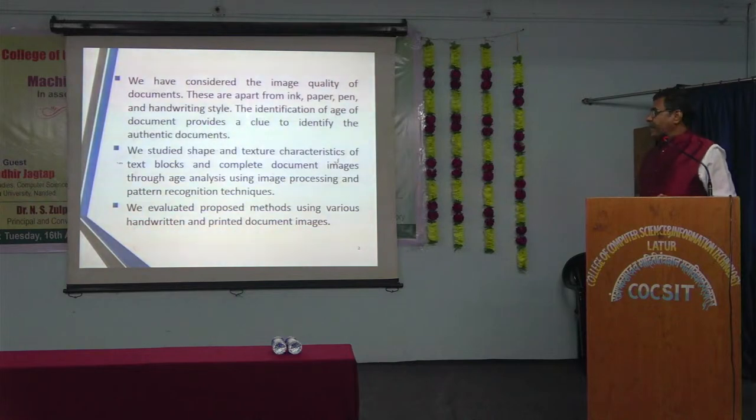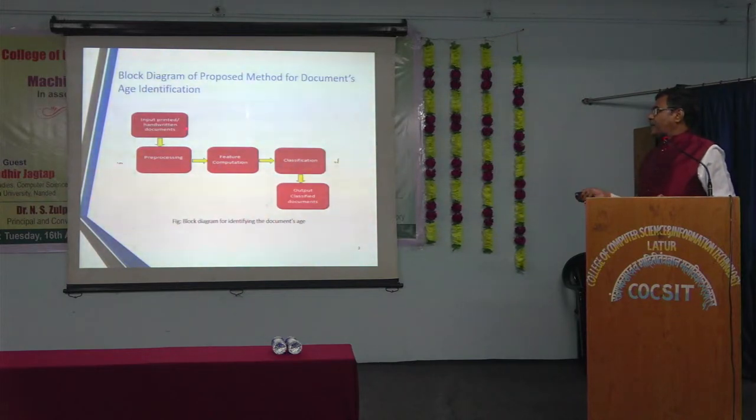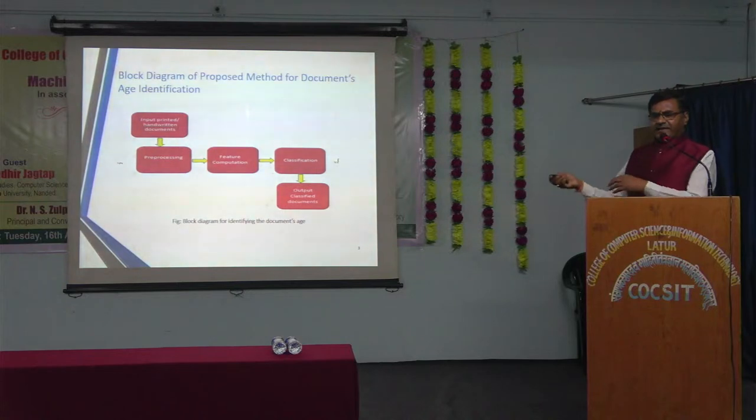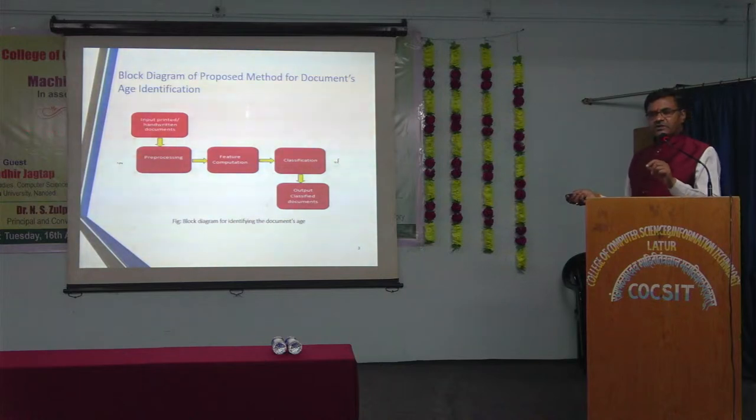So this is our A. This is the block diagram. Block diagram means how we are carrying out the work. We are taking some documents which are printed, handwritten, or whatever it is. Even some part of the document may be handwritten and part of the document printed. For example, application forms. A student will write his name by handwriting and some part of it is printed. So how can we categorize it?